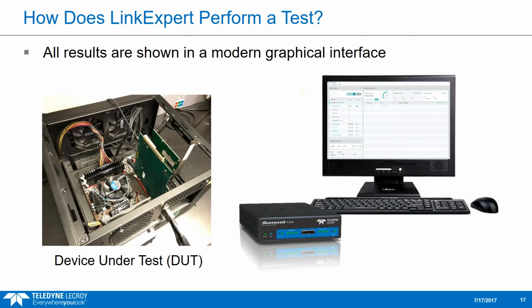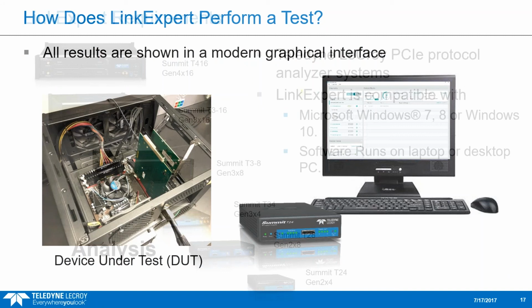Here's a picture showing exactly this setup. You can see the interposer is plugged into a chassis, onto a system board, and there's a DUT on top of the interposer. And I show here a Summit T24 analyzer, and of course the software is being run on a PC. So a very, very simple setup. And once again, once you connect everything together, the software itself actually does all the work.